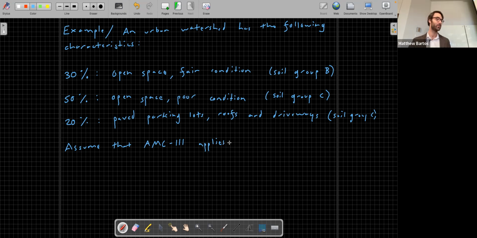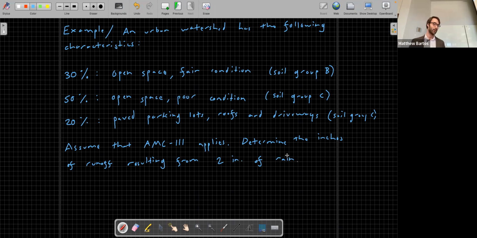Okay, so I want you to determine the total inches of runoff or excess precipitation resulting from 2 inches of rain. Okay, and so you're going to need to use the Austin DCM to get the curve numbers. And I want you to determine the excess precipitation, assuming that AMC3 applies.